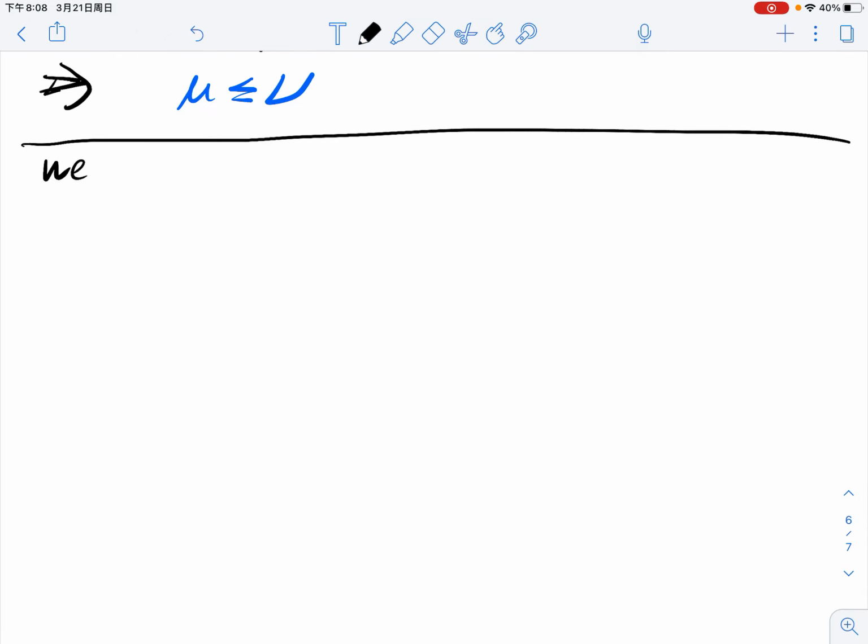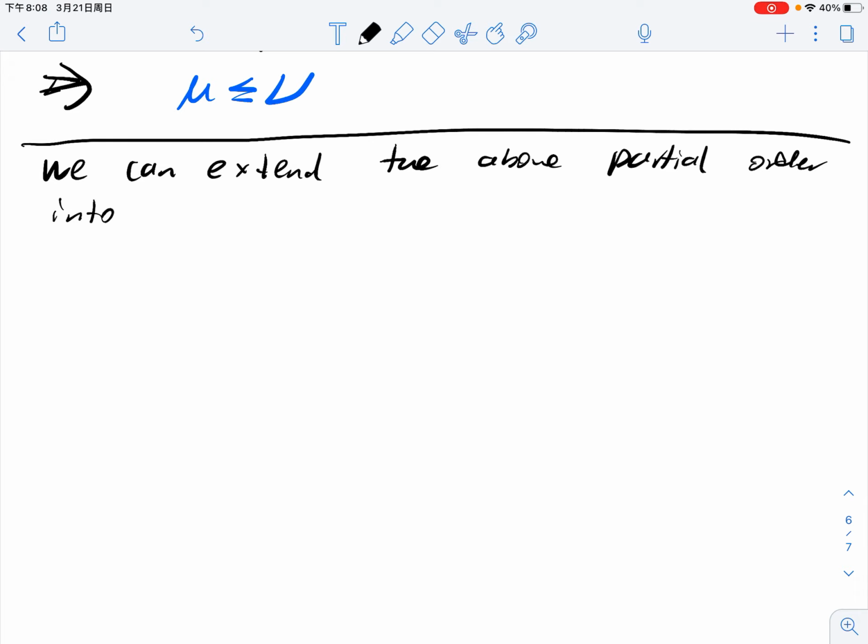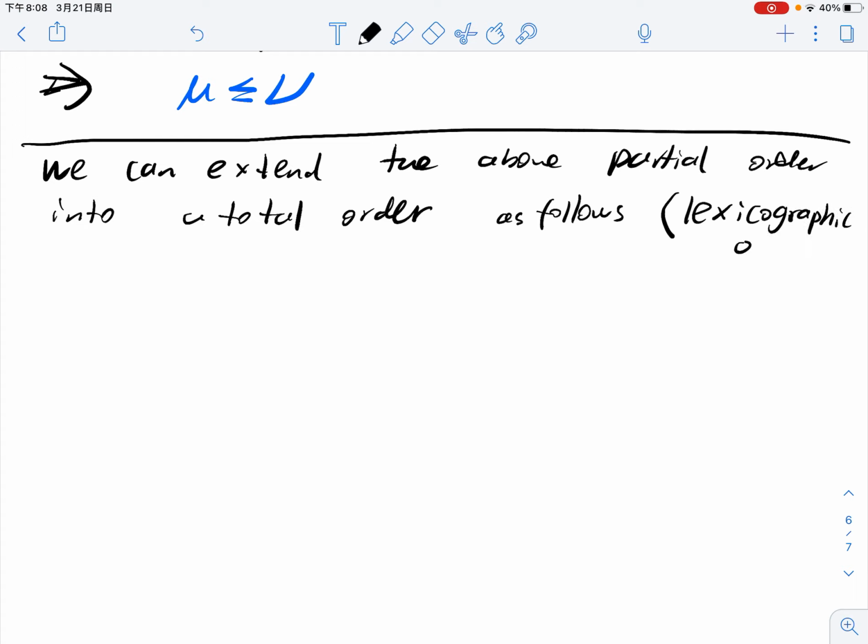Okay, and then a natural question is, can we extend the above partial order into a total order as follows. So actually this order, just what we learned before, is the lexicographic order.